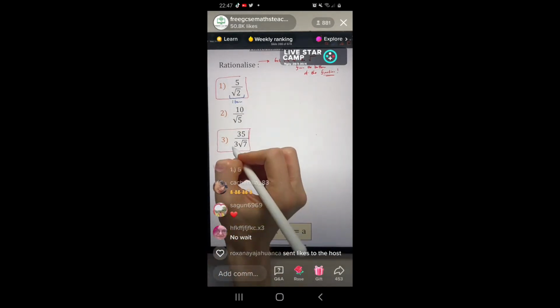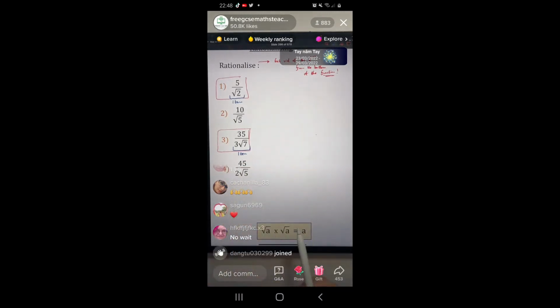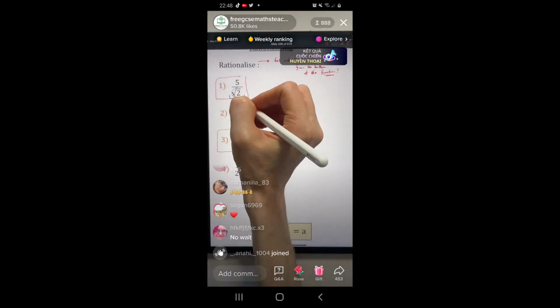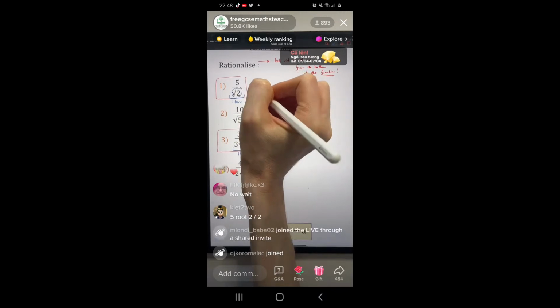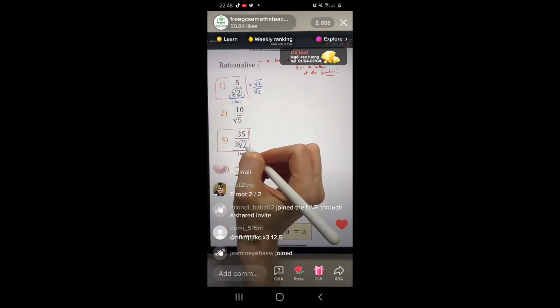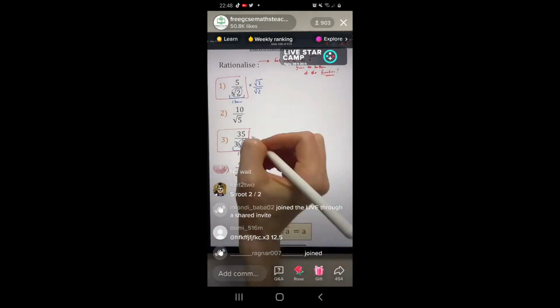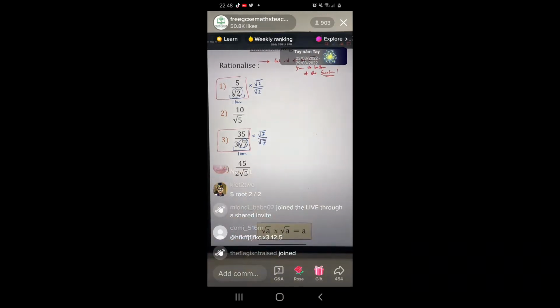And this one here again, that's still just one term. If you have one term on the bottom, all you do is you times the top and the bottom just by the root. So you just times top and bottom, in this case by root 2. Here, we just times top and bottom by the root, not 3 root 7. 3 is fine. We just times top and bottom by root 7. And then we'll show you next what you do if there's 2 terms.